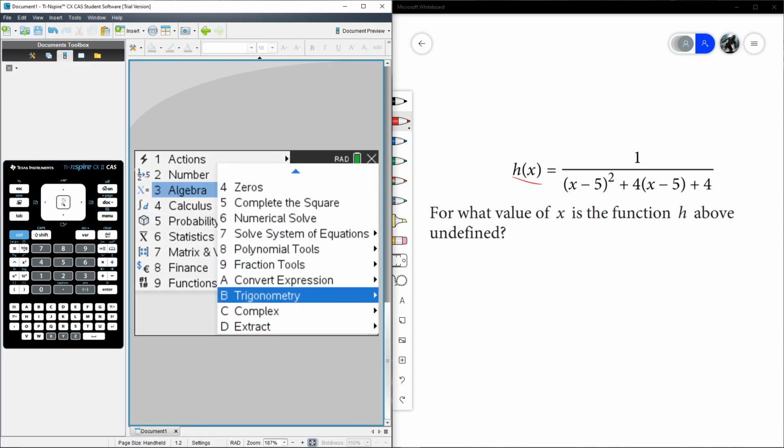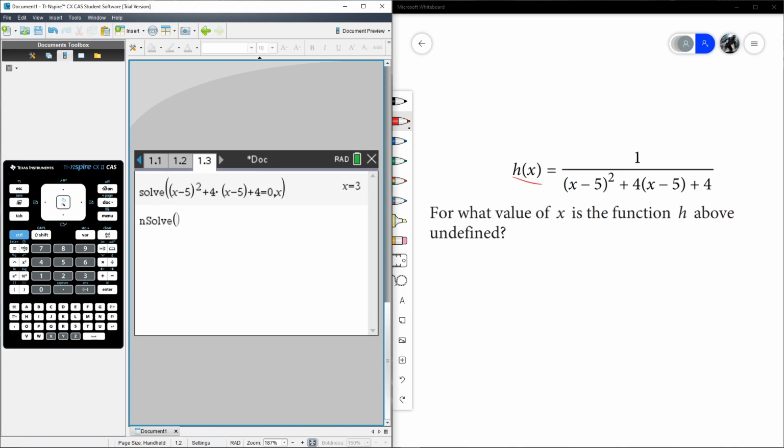Algebra, it's called numerical solve, and solve. This is what's available on non-CAS calculators. You don't have solve available. The only difference you'll see is that we'll do x minus 5 squared. So the only difference you'll see is that it only returns one result.